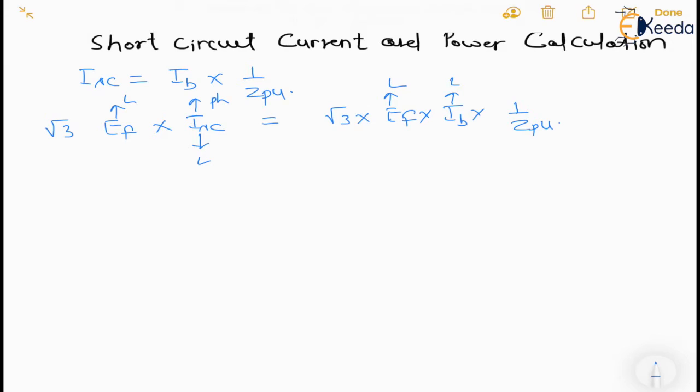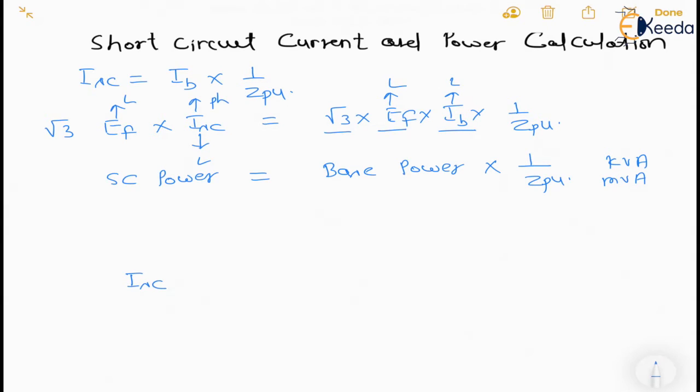Here, root 3 into EF into ISC means this will become short circuit power, which is equal to root 3 into EF into IB, base current, means this will become base power, into 1 upon ZPU. So this value will be in either VA, kVA, MVA or GVA. So short circuit power is equal to this. And we also calculated the value of ISC is equal to IB into 1 upon ZPU in ampere.